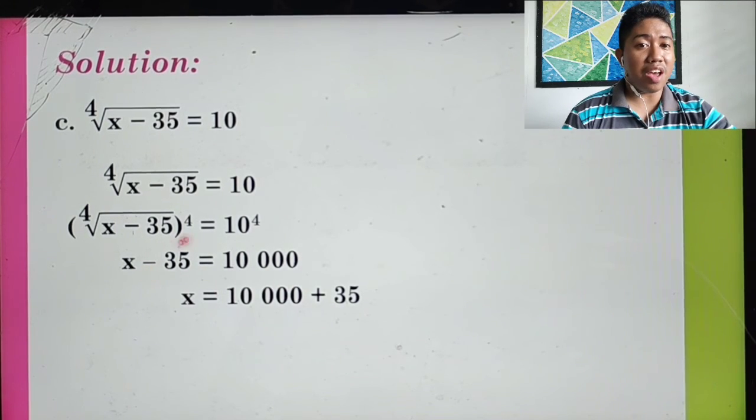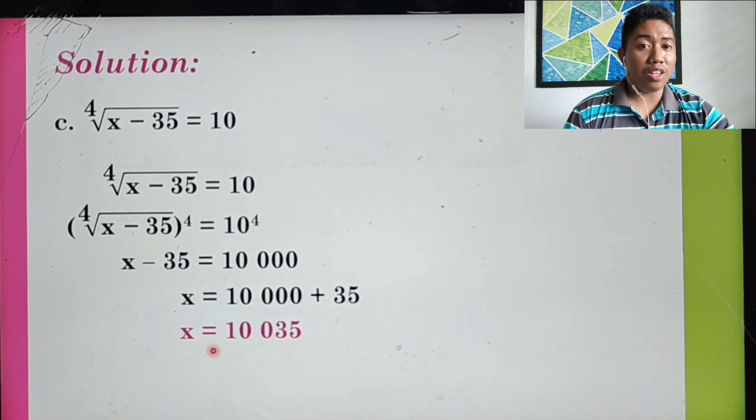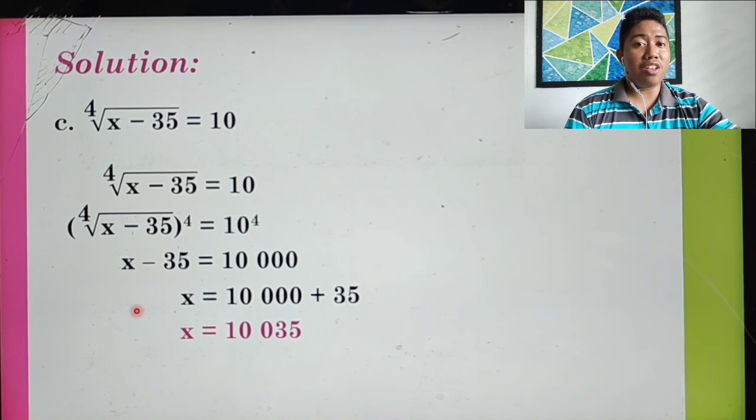The negative 35 becomes positive 35. And then we copy this. So x is equal to 10,035. And that is the final answer to the given equation. So that's the end of our video. My dear learners, now you know how to solve radical equations in finding the indicated variable.